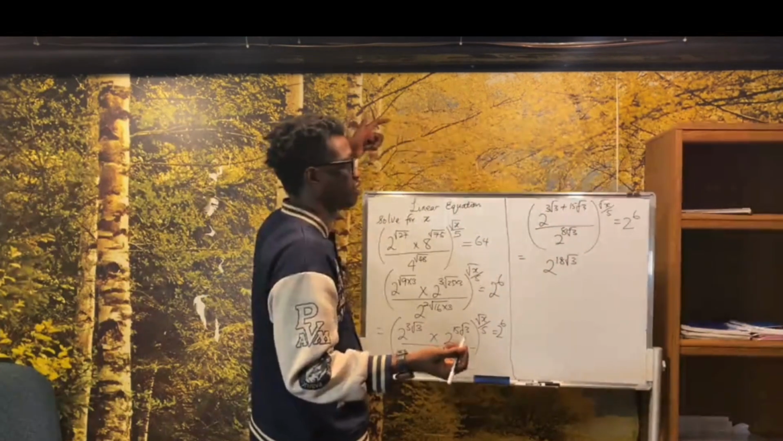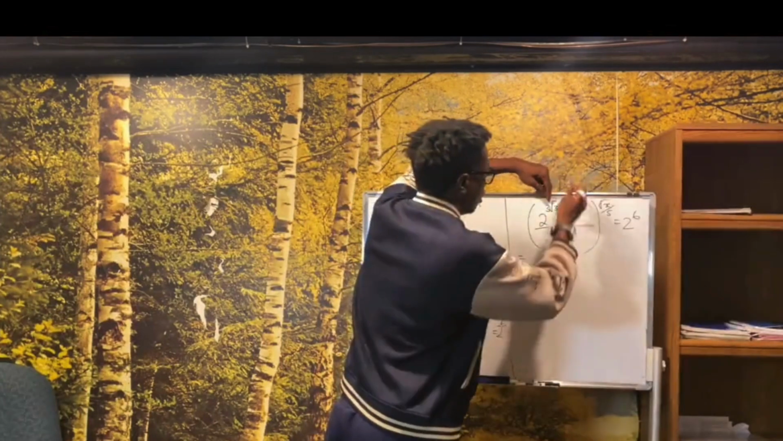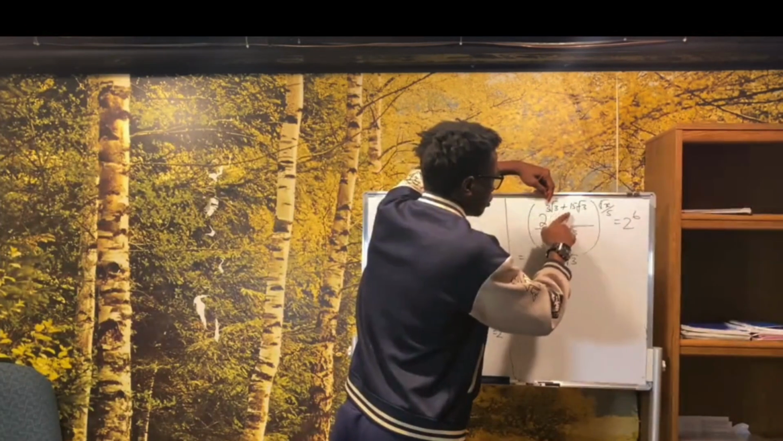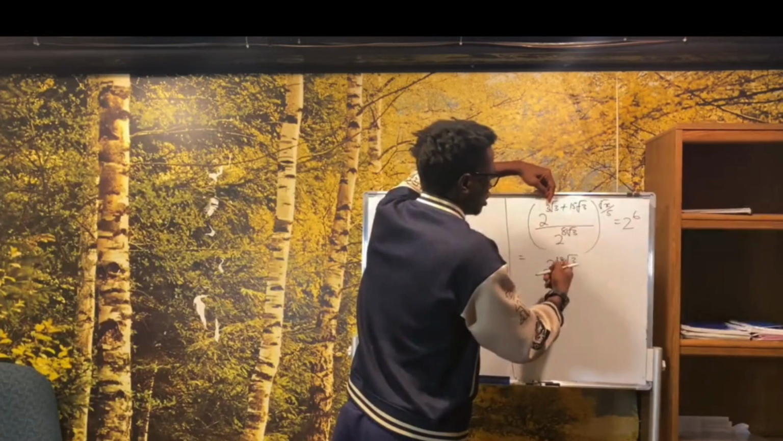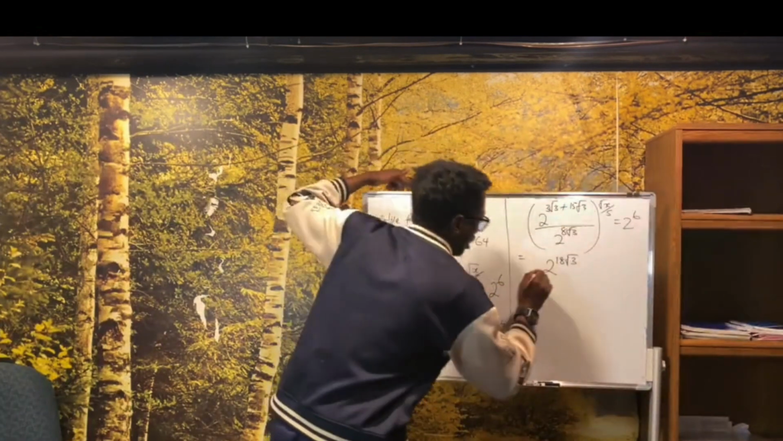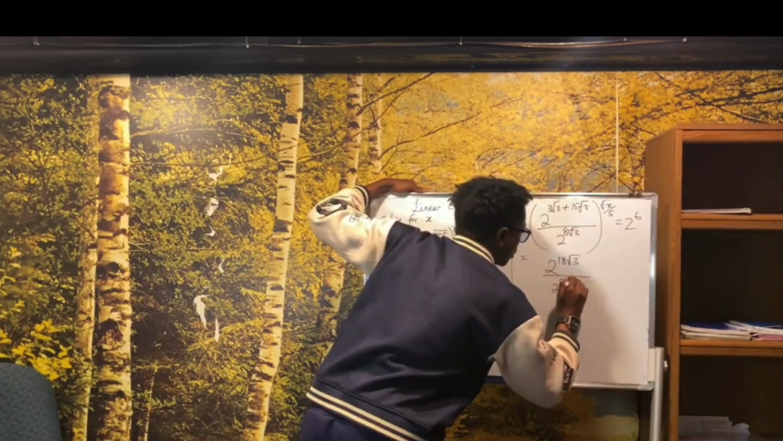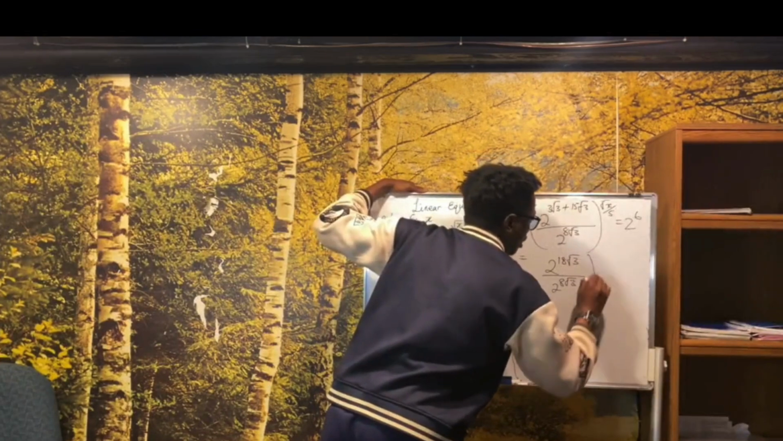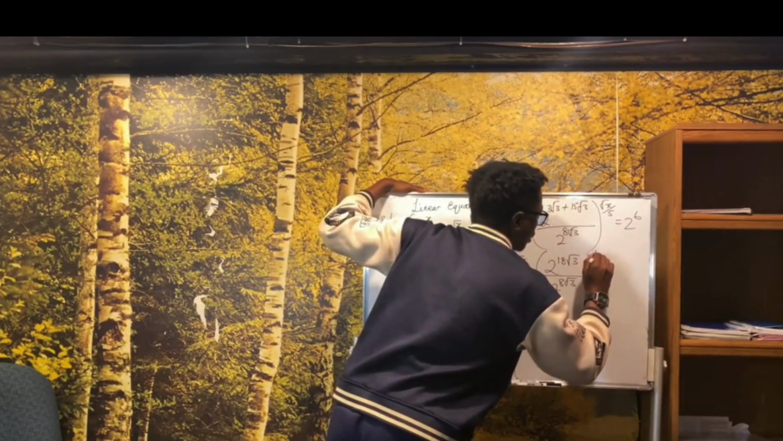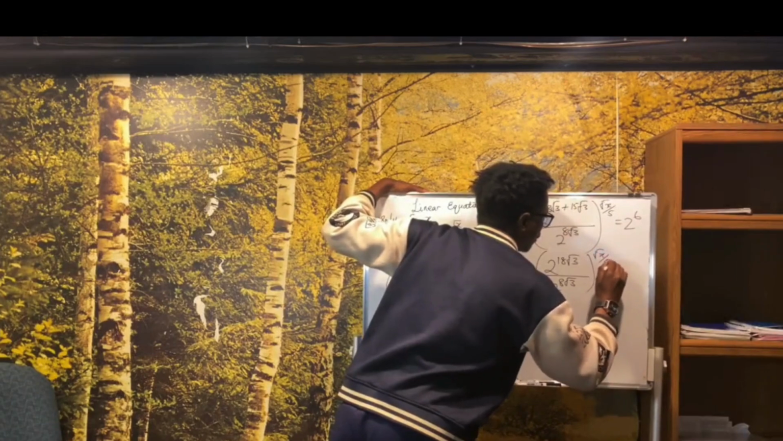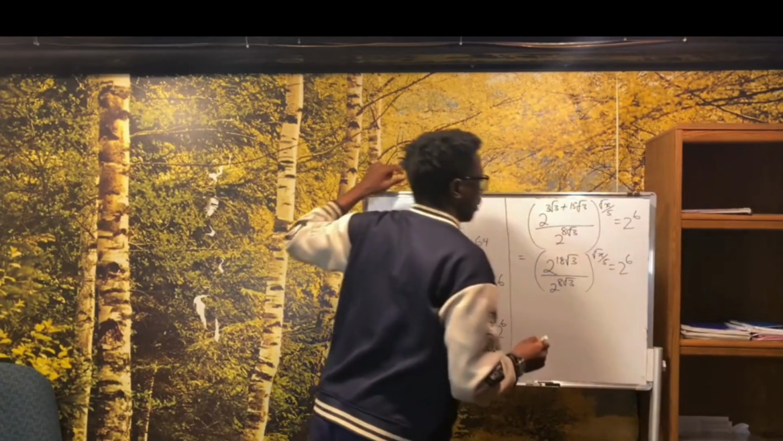Why is it 18 root 3? If you take root 3 out, you open a bracket. What remains here is 3 plus 15. 3 plus 15 is 18, and root 3 is common. Now, this is divided by 2 raised to the power 8 root 3. So everything here is raised to the power root x over 5 equals 2 raised to the power 6.